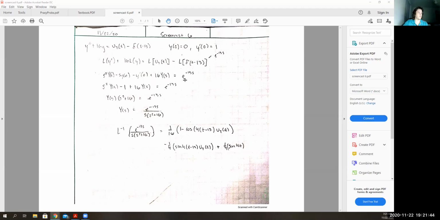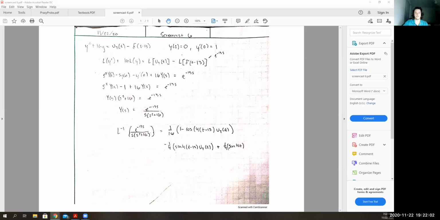So at this point, we just continually simplify the equation down further and get to the point of Y(s) is e to the negative 13s over s times (s squared plus 16). At this step, the inverse Laplace transform can be taken.